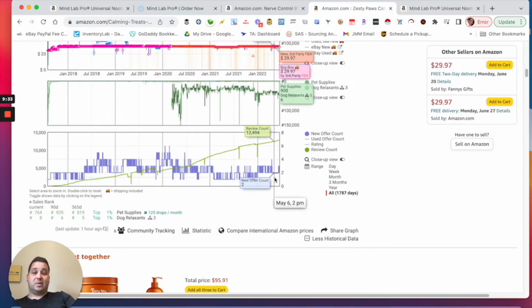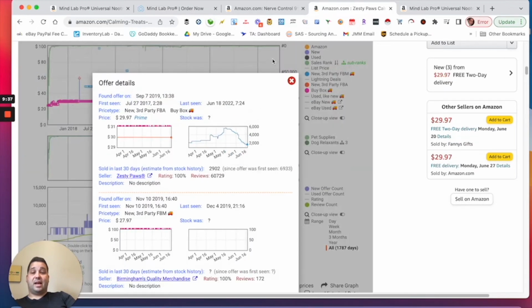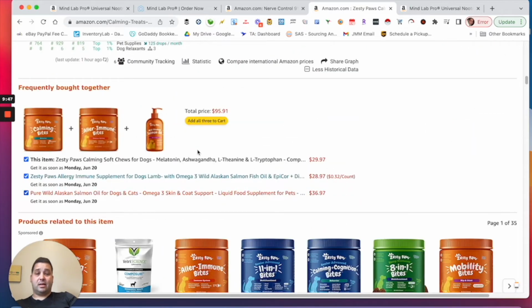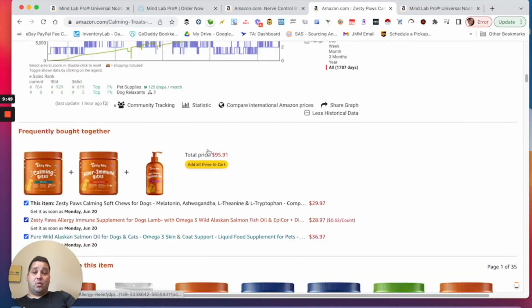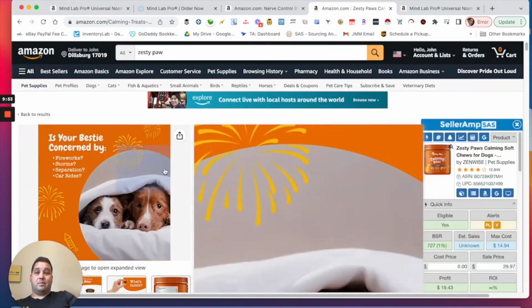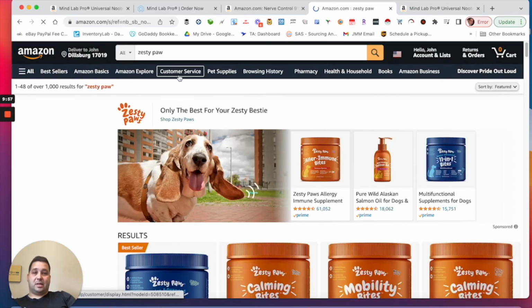So yeah, sometimes people are like, oh, there's only 2 sellers, I could do all, but you want to make sure that the brand is not on it. It looks like this person sold it at one point, or tried to get on it. They probably kicked them off the listing. Another way to check, if you aren't sure, you could put Zesty Paws into Amazon.